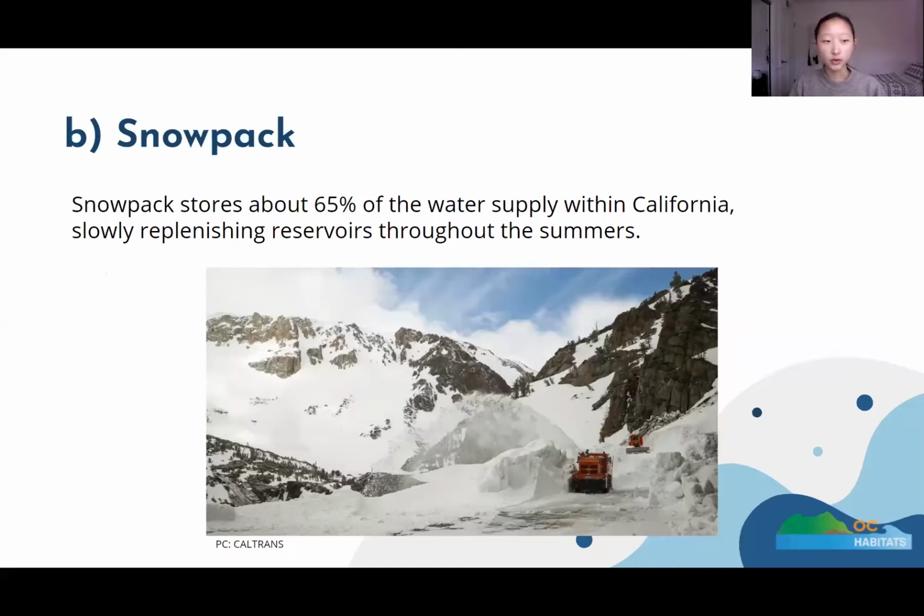Snowpack stores about 65% of the water supply within California because it also replenishes the reservoirs and surface water supply in the warmer months. And although we do get 65% of our water within California from snowpack, over half of the total water supply comes from other states, such as from the Colorado River.